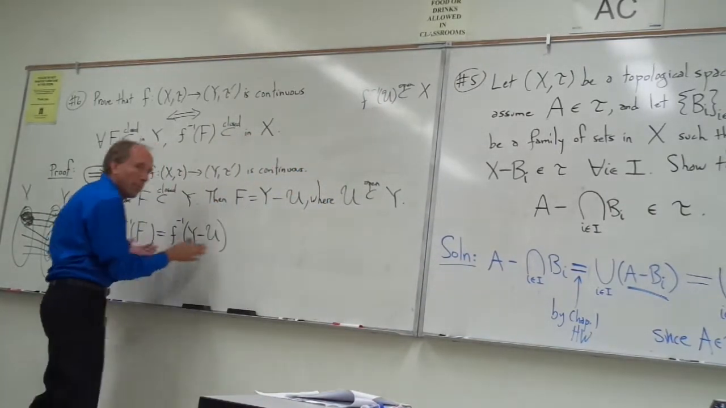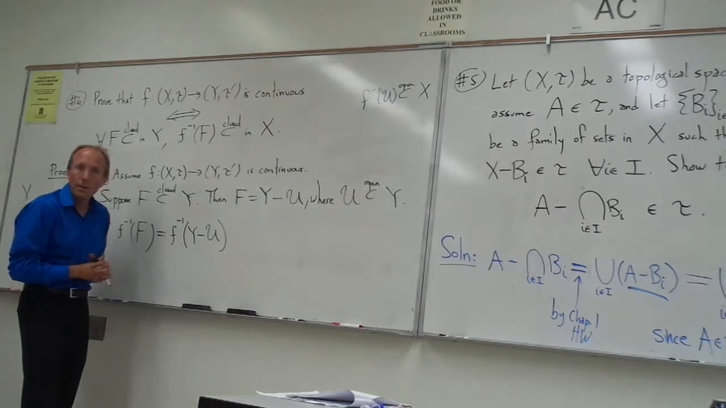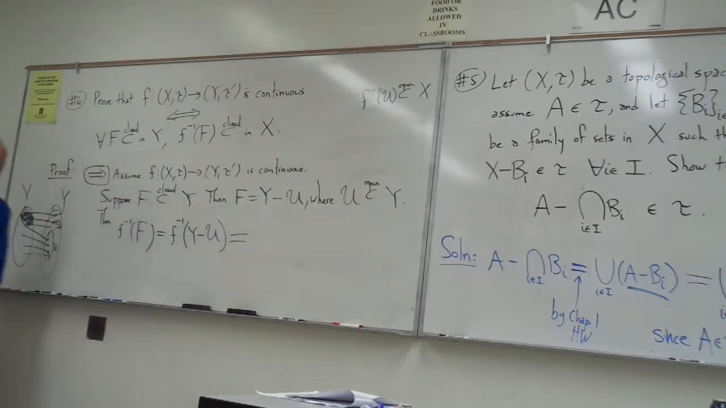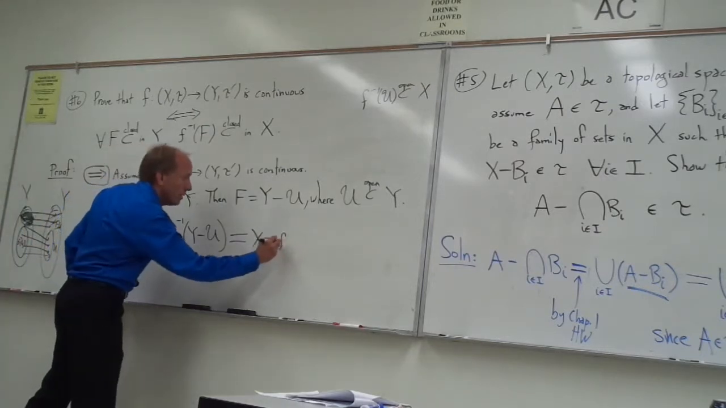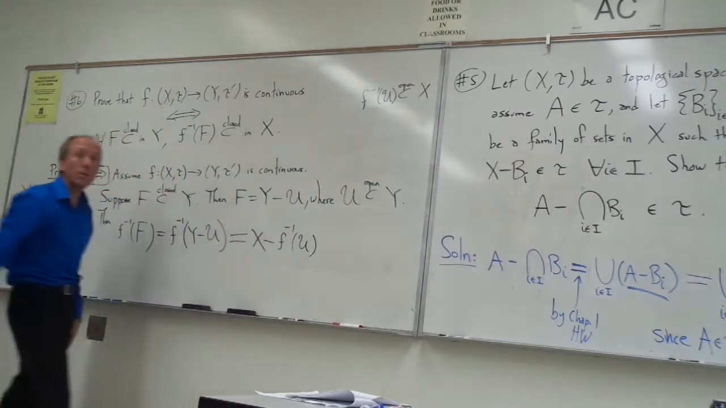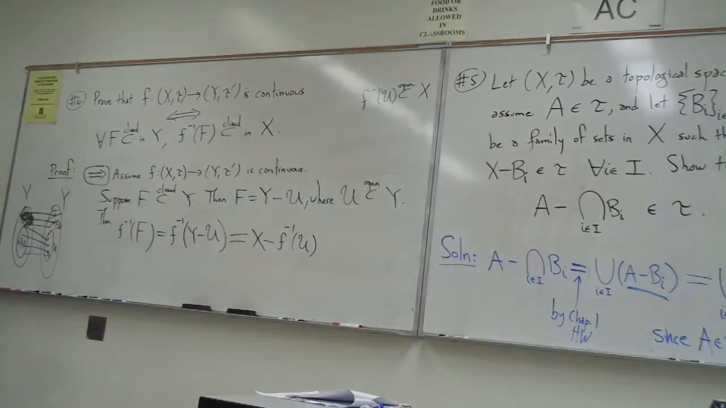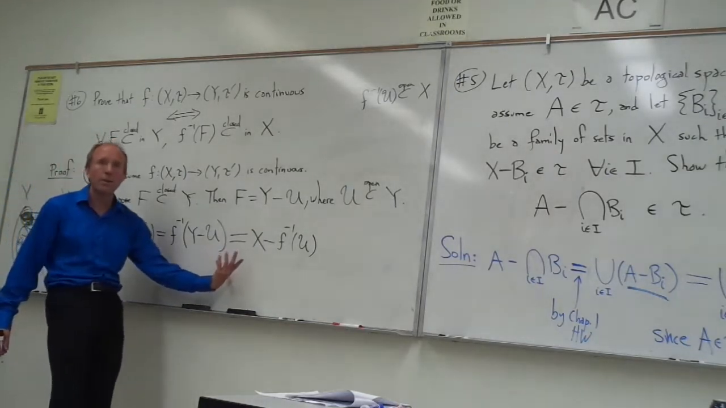Is there somewhere to bring this into the picture? Because I don't see the pre-image of U here. Is there a way that we can write this now that might be helpful to us? Like, what part of X is this here? So right here, this is the pre-image of U. This is a complement. I claim that this is just X minus the pre-image of U. This is a key step right here.